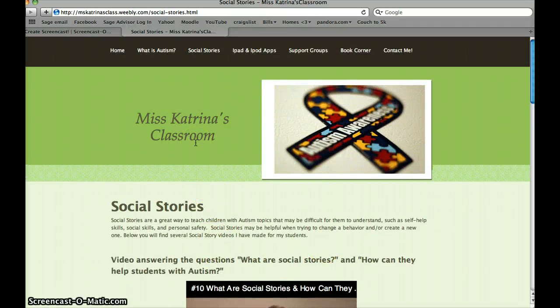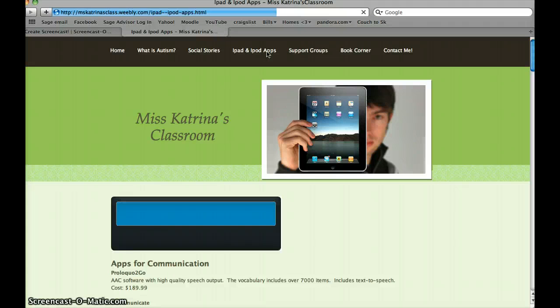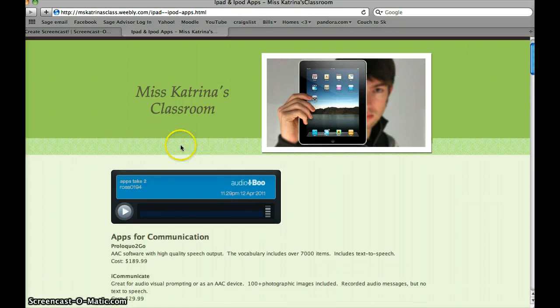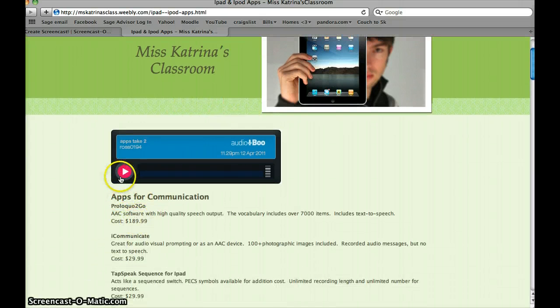So that is really the biggest part of my multimedia project, to create those social stories. The second biggest part was researching iPad and iPod applications. A lot of my students do use assistive technology such as Dynavox, or one student does have an iPad, and so I just really wanted to research what apps are available for these students, what ones are recommended, which ones cost money, and which ones are free. I also included an audio book, which we can listen to right now.